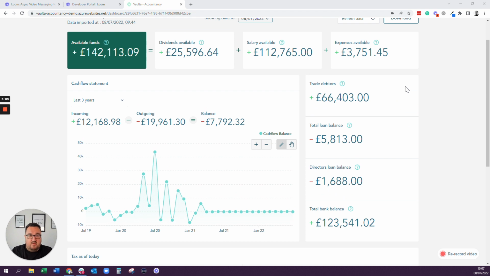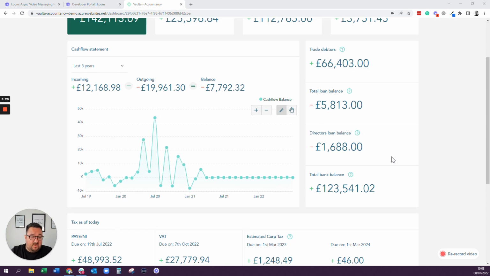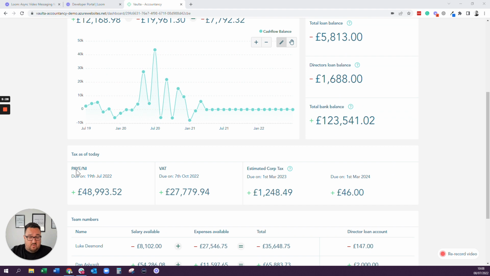So to recap, 5 of the top insights that you can very easily and quickly deliver with Vaulta are: have they taken too many dividends? So the reserves, is it positive or negative? What's the tax situation likely to be on those dividends? Do they understand that there's additional tax to pay? What's their director's loan balance looking like? Is it overdrawn? What are the implications of that? Is it over £10,000? Are they going to be able to repay it within 9 months? A reminder of what their taxes are and the due dates on those.